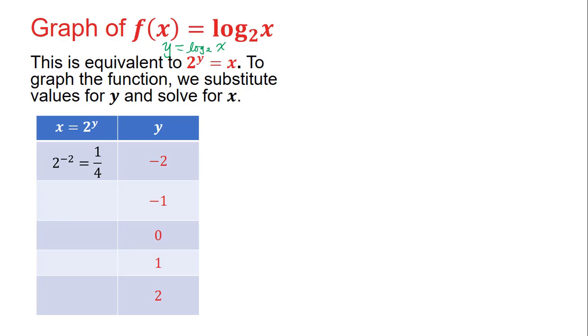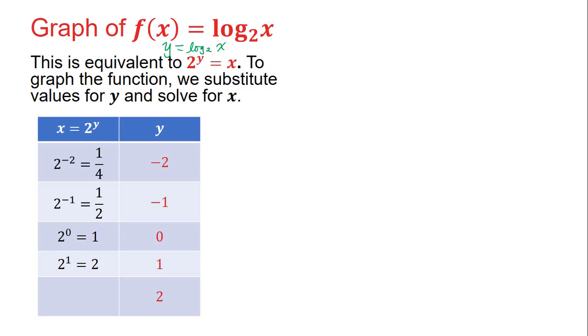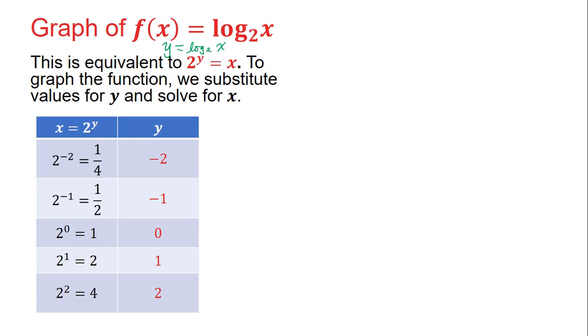When I input the value y into this expression, then 2 to the -2 is the value of x, which would be (1/2) squared, or 1/4. When we input -1, we get 2 to the -1, which is 1/2. 2 to the 0 is 1. 2 to the 1 is 2. And 2 squared is 4.